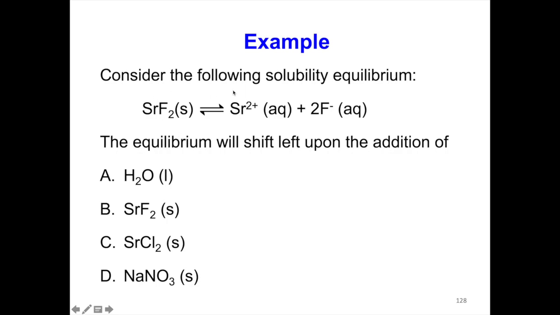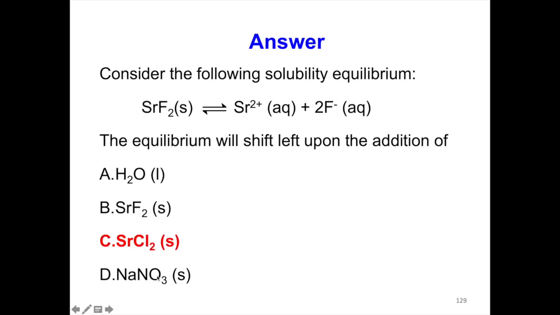Consider the following solubility equilibrium. SrF2 produces Sr2+ and 2F-. The equilibrium will shift left upon the addition of A, H2O, or B, SrF2, or C, SrCl2, or D, NaNO3. So the answer here is C, SrCl2, because the common ion here is Sr2+.